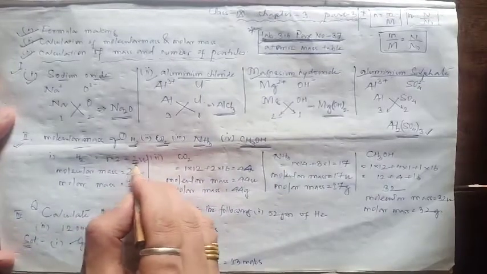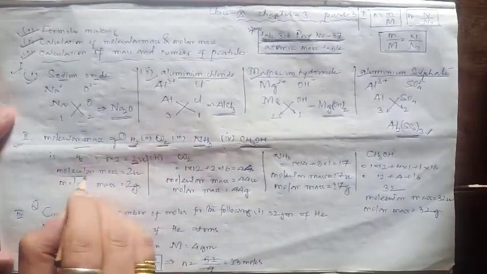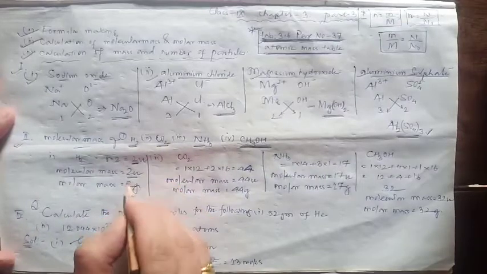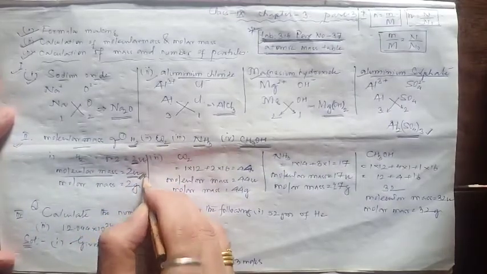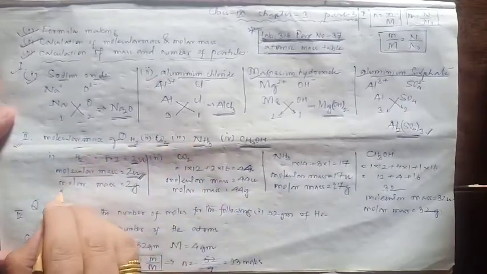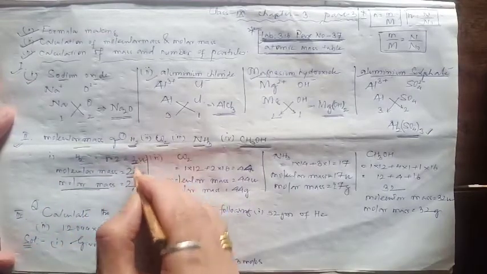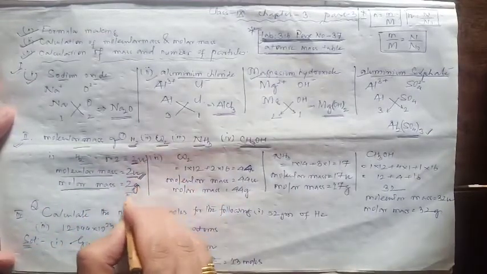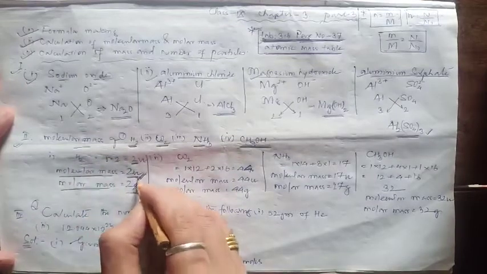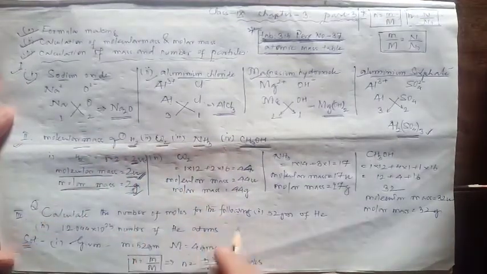So we've got the value 2. Now I'll write the molecular mass as 2 U. When I write U, it means molecular mass. Now if I want to calculate molar mass, I'll use the same 2, but I'll use the unit gram. So that's the difference. Molecular mass is 2 U, molar mass is 2 gram.